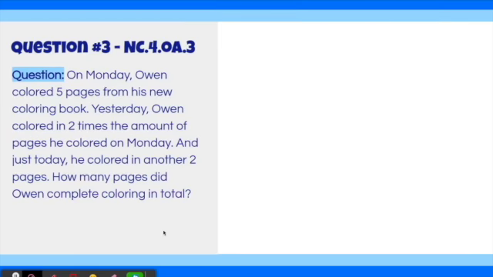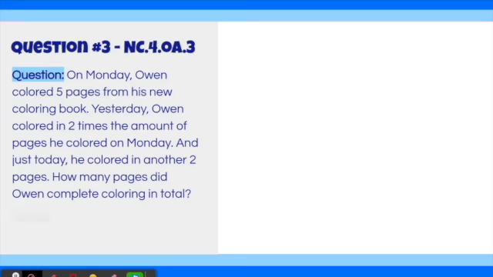Question number 3. On Monday, Owen colored 5 pages from his new coloring book. Yesterday, Owen colored in 2 times the amount of pages he colored on Monday. And just today, he colored in another 2 pages. How many pages did Owen complete coloring in total? Okay, so pause the video here if you need more time to solve the question. So the answer to this question is Owen completed coloring 17 pages in his coloring book.